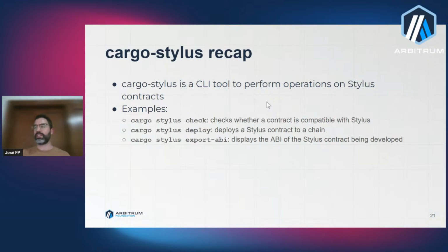For those who weren't here yesterday, Cargo Stylus is a CLI tool that performs operations on Stylus contracts, and we have several examples there. If we use Cargo Stylus check, we check whether a contract builds and is compatible with Stylus. If we use deploy, we deploy the contract to a chain, and we already saw an example with export ABI, which displays the ABI of the contract.